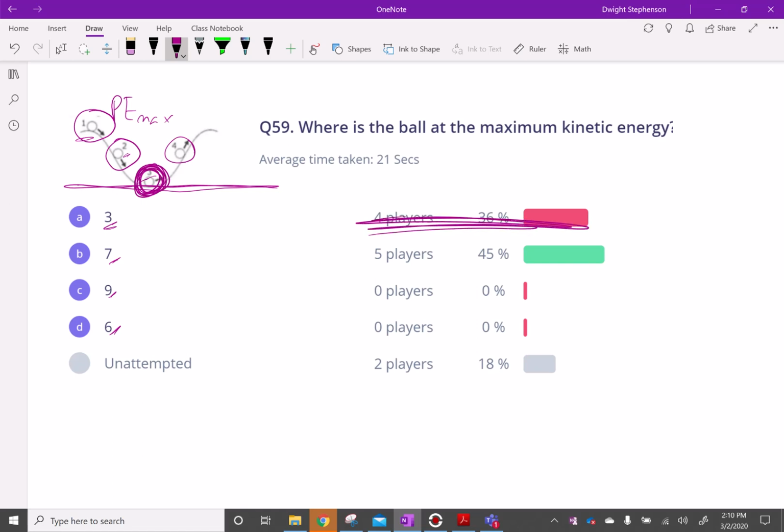I don't know who's picking 7 because it's not on there. But the correct answer is at 3. That's up there. So sorry for these weird answer choices. Hopefully that clears that up.